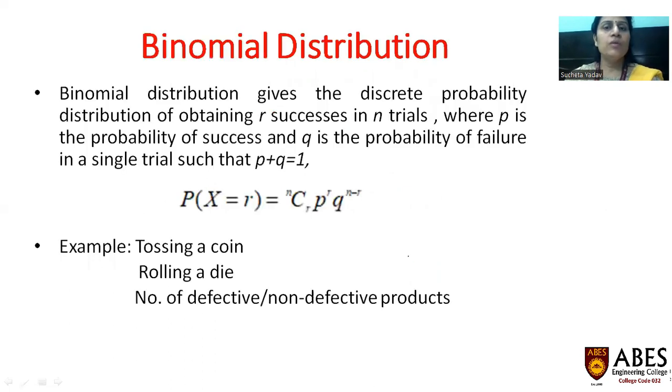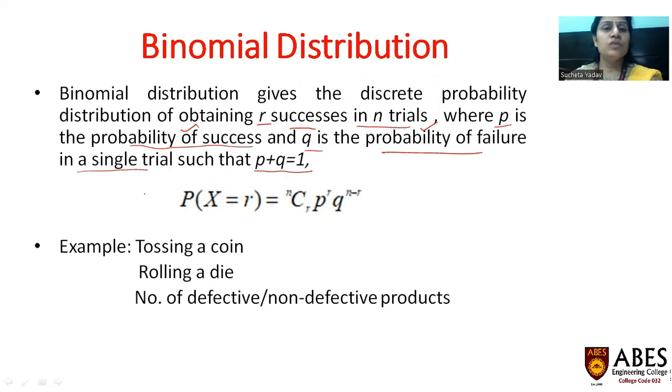Now, how to define a binomial distribution? It gives the discrete probability distribution of obtaining r successes in n number of trials, where small p is the probability of success, q represents the probability of failure in a single trial, such that p plus q is 1. That is, the sum of probability of success and probability of failure is 1 in a single trial.